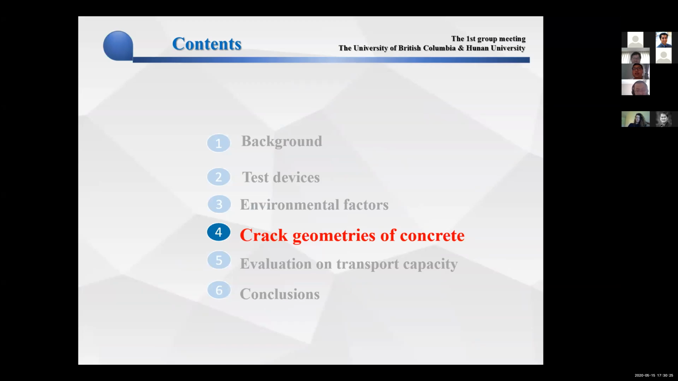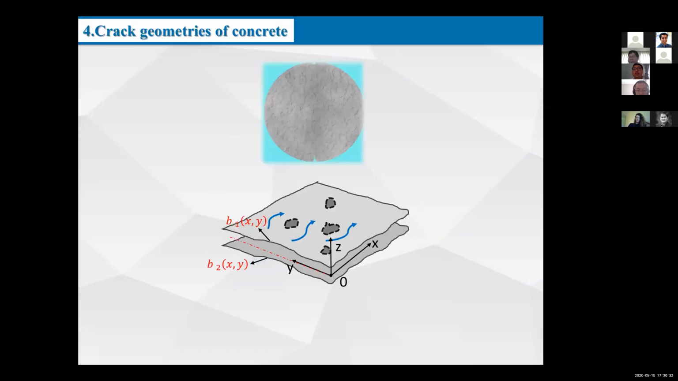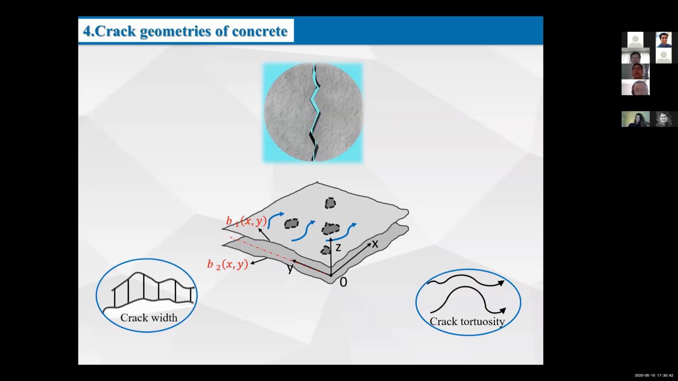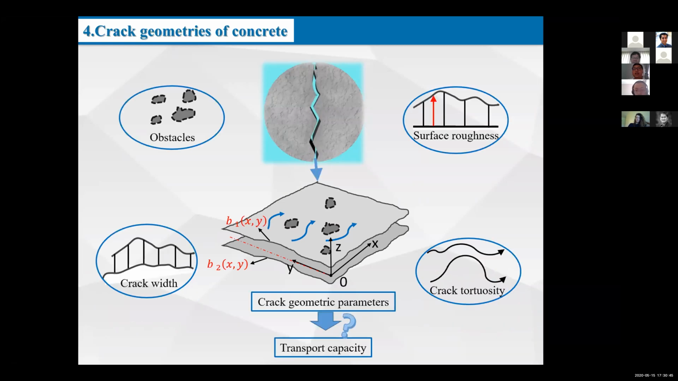The first part is talking about crack geometries of concrete. Well, a crack was found on the concrete matrix. We always think about the crack width. However, there will be a connector region, that is, the obstacles and the surface roughness.